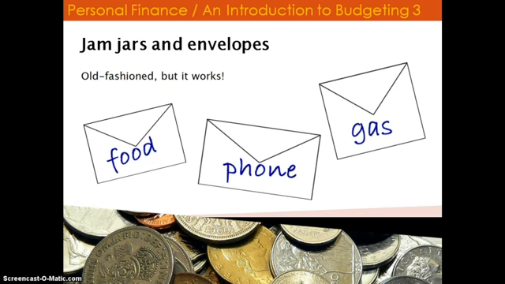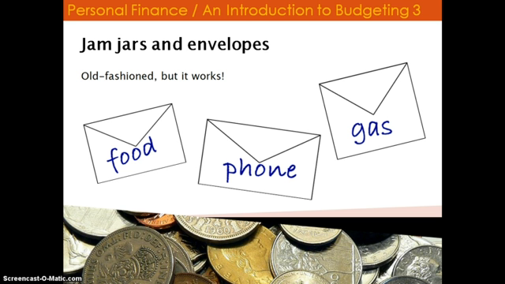Okay, this next one I've entitled Jam Jars and Envelopes, which is a very old-fashioned way of budgeting, but it works. This is something that possibly your grandmother may have done, and before the days of computers and before the days when bank accounts were so common, people used to allocate their money each week or each month to certain budgets, and they may have kept that money in envelopes or jam jars and perhaps labelled them food, phone, gas, etc.